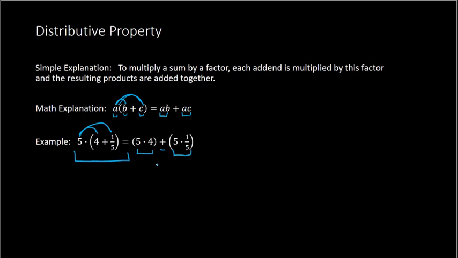That's a plus sign. So the distributive property says we can distribute the factor in front to both addends, both numbers inside parentheses, and then the resulting products are added together at the end.